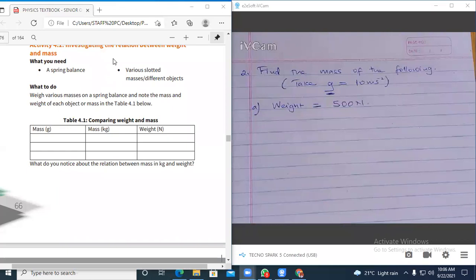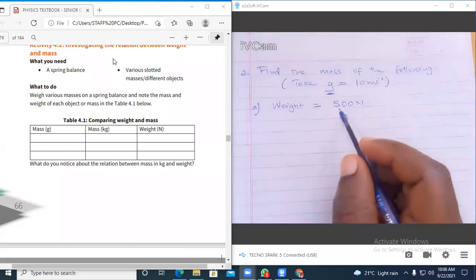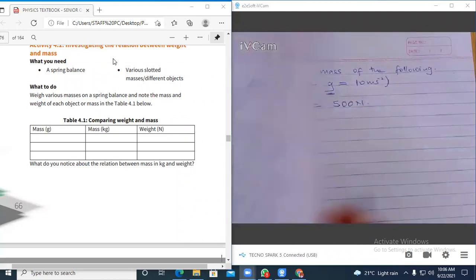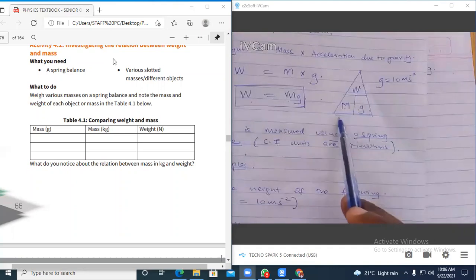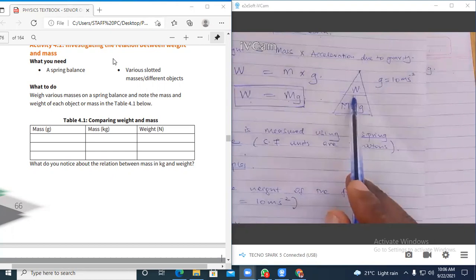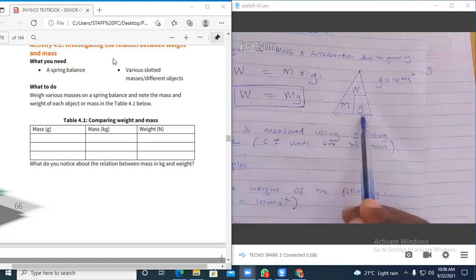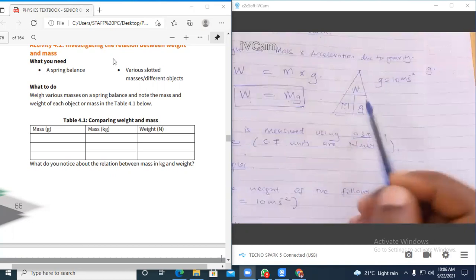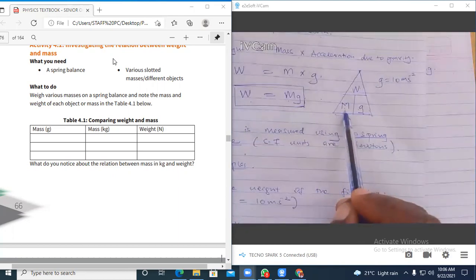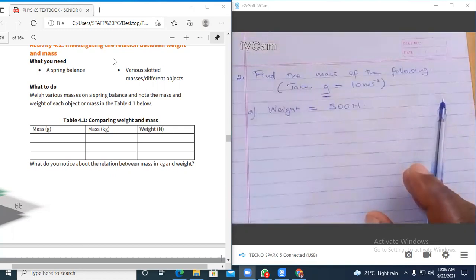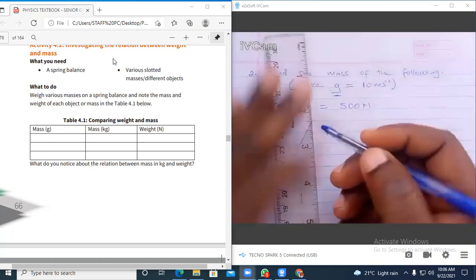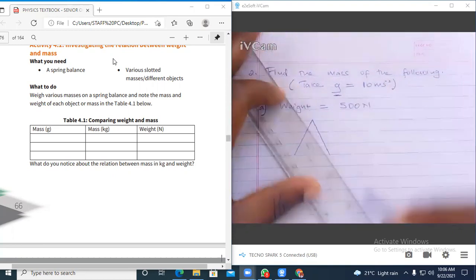Okay, so the weight is 500 newtons and they're asking us to find the mass. Do you remember this triangle here? This triangle connects the weight, the mass, and acceleration due to gravity. So we are going to first draw this triangle and we get the formula for finding mass. Are we together? We draw it once, we shall not draw it again.